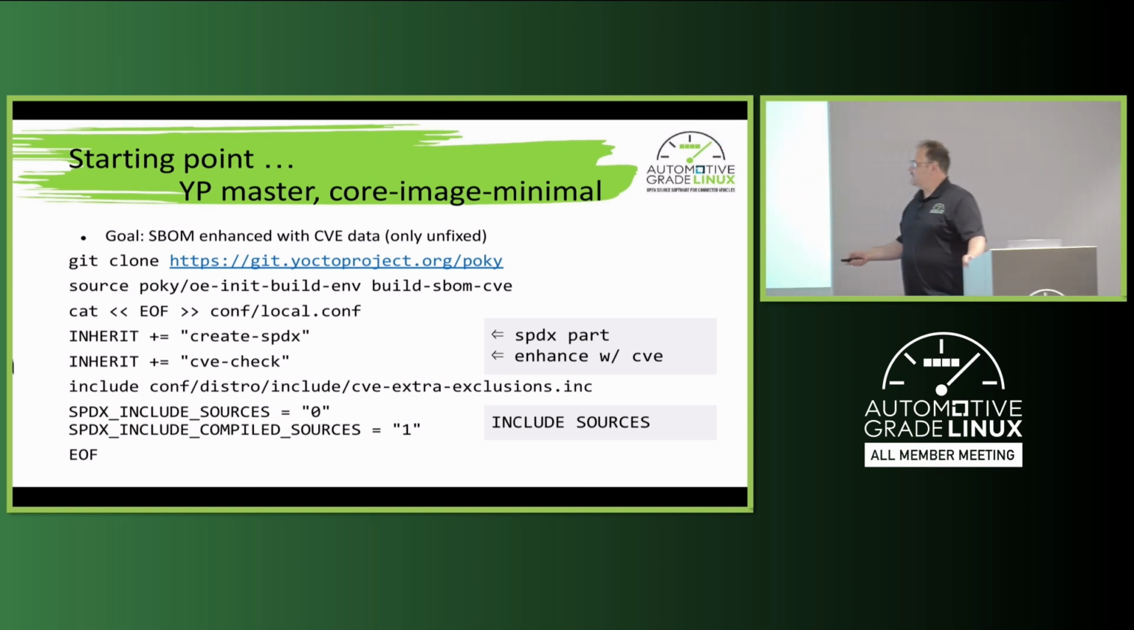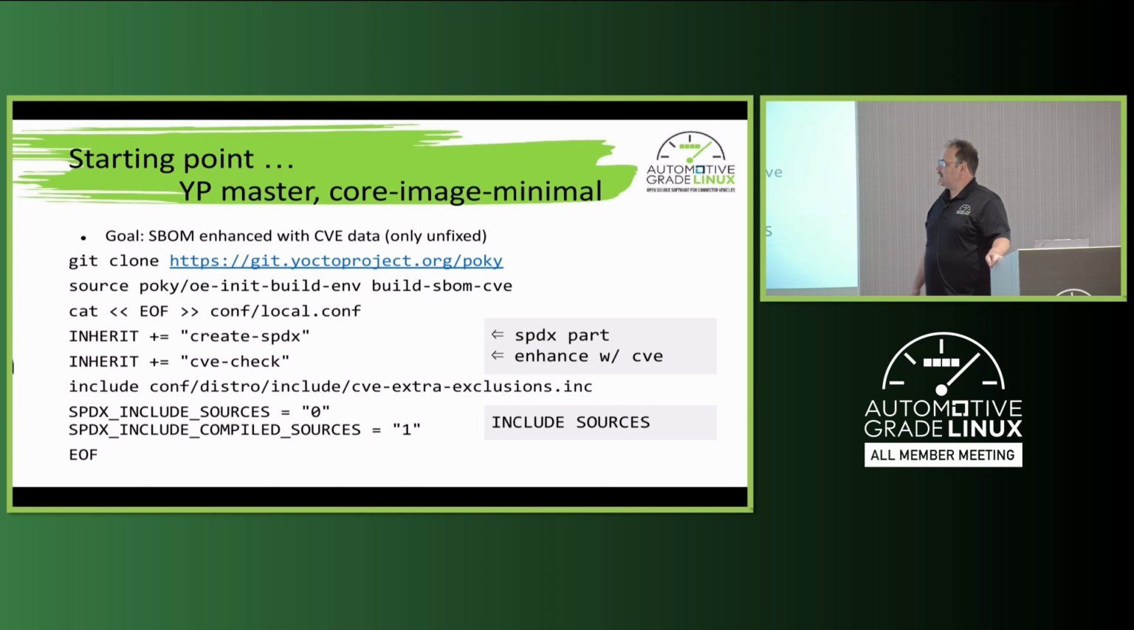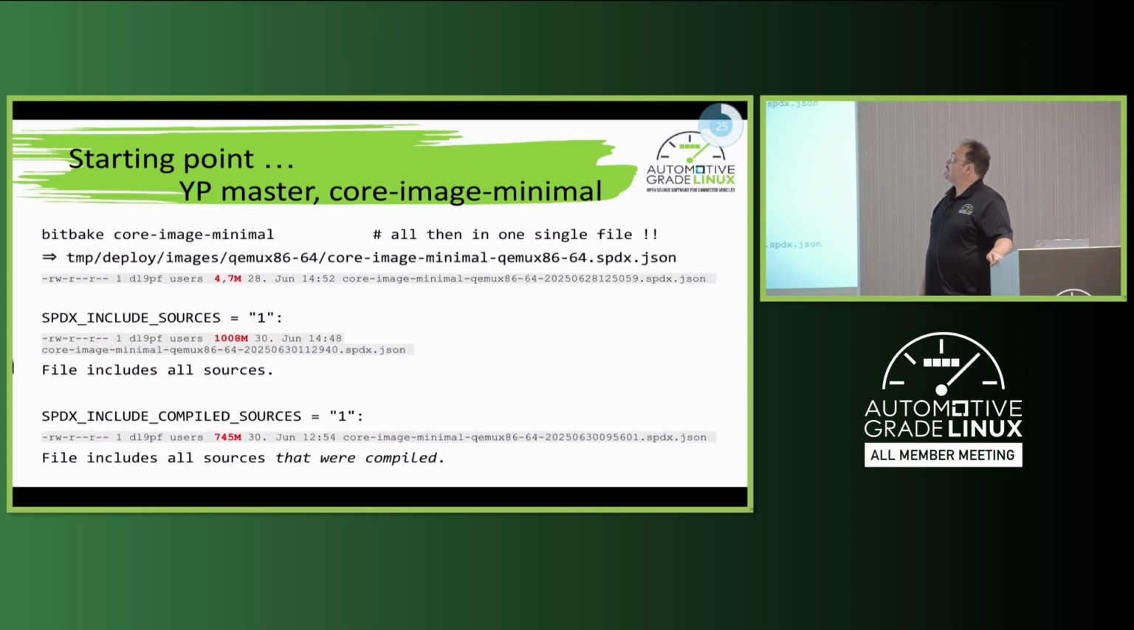Now what about the new features here? We can include the sources or the compiled sources. Let's take a look. So we see the original image JSON was 4 megabytes. If we include all sources, it's 1 gigabyte, right? We asked for it. Now think of it. In turn, this means you get everything, yes.